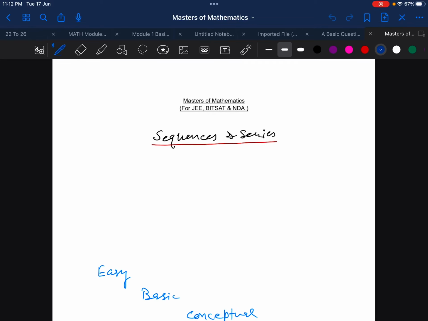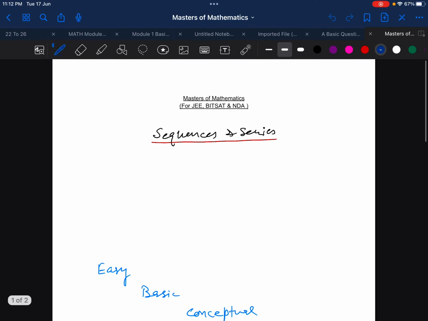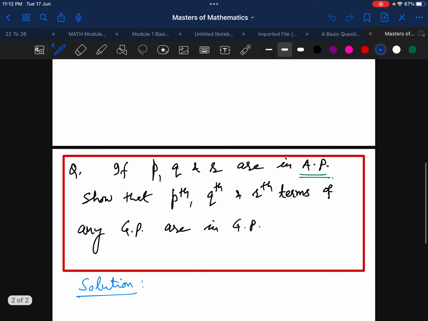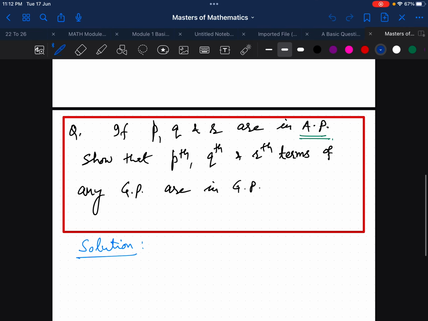A good question of sequence and series. The question is very easy, basic, conceptual and interesting. So let us start the question. The question says if P, Q and R are in AP.